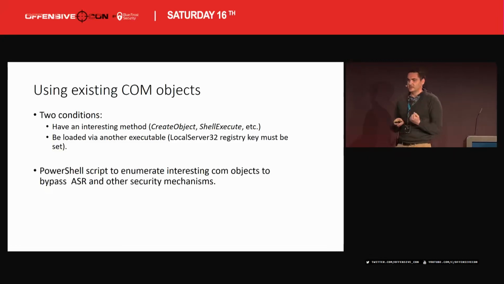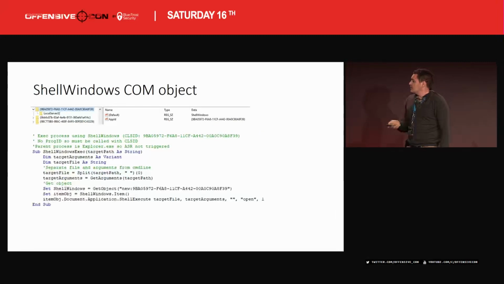I created a PowerShell script to enumerate all the CLSIDs in the registry and to find all objects which have interesting methods. That gave me some objects that I could use to bypass AV and AMSI, not so many that I could use to also bypass ASR. One such object is the Shell.Windows object. This is not really new for the red team community.